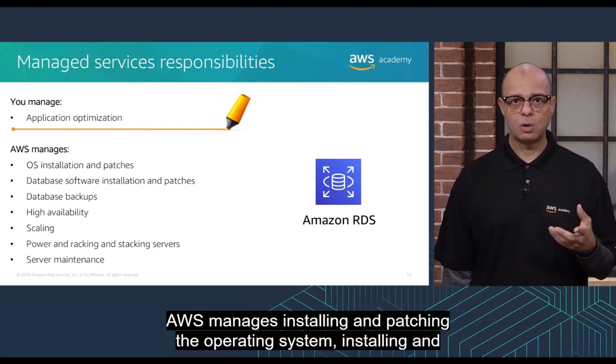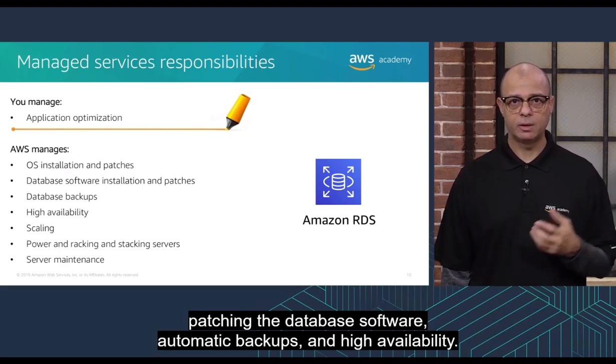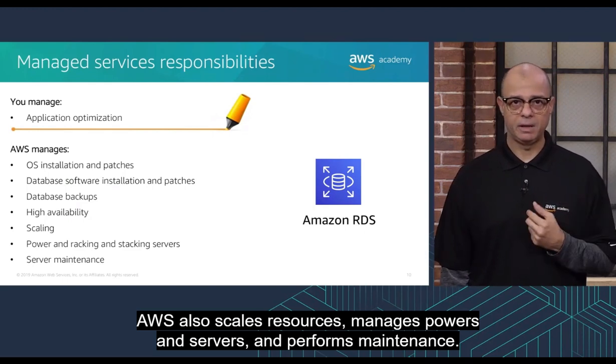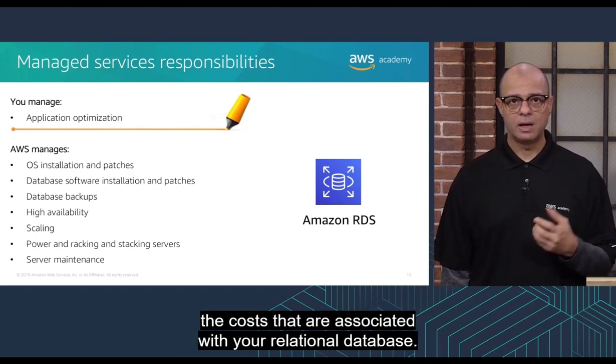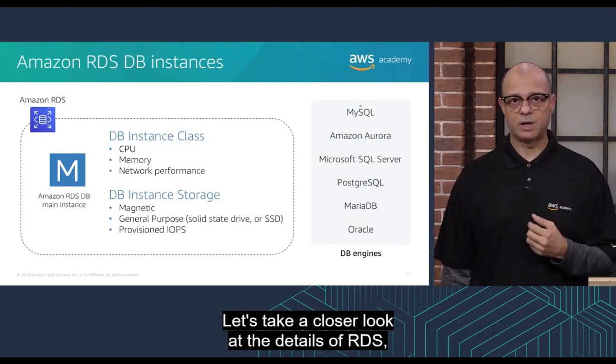AWS manages installing and patching the operating system, installing and patching the database software, automatic backups, and high availability. AWS also scales resources, manages power and servers, and performs maintenance. Offloading these operations to the managed Amazon RDS service reduces your operational workload and the costs that are associated with your relational database. Let's take a closer look at the details of RDS.